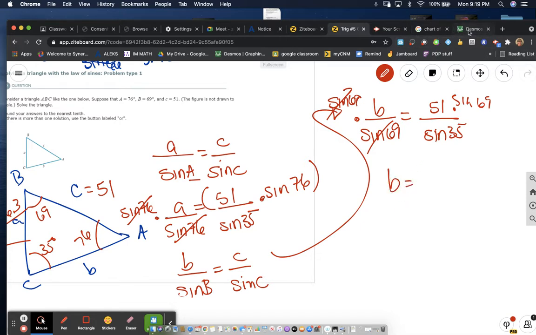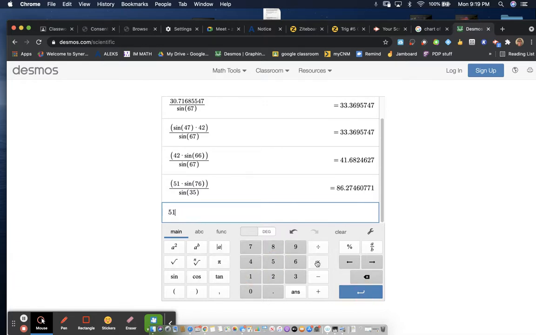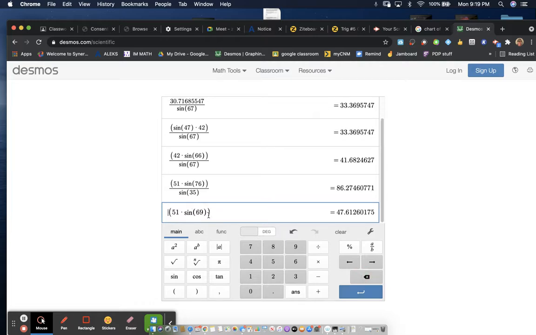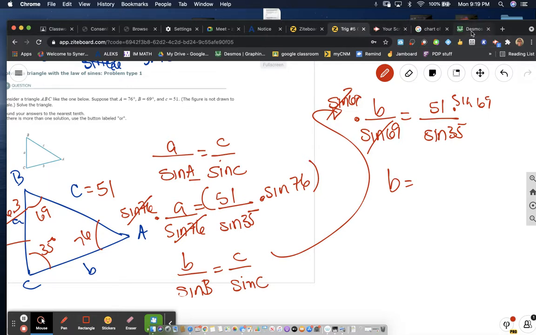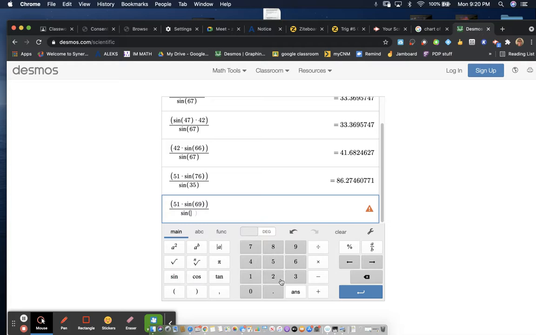Okay, B equals. Let's go. 51 times sine 69. And look, I forgot to put the parentheses. So I can put a parentheses there, and it added it right there. I didn't need to do that, I guess it was fine. See, I added it at the end, and it was okay. Okay, and divided by, is it sine 35? Let's see. Sine 35. Boom.